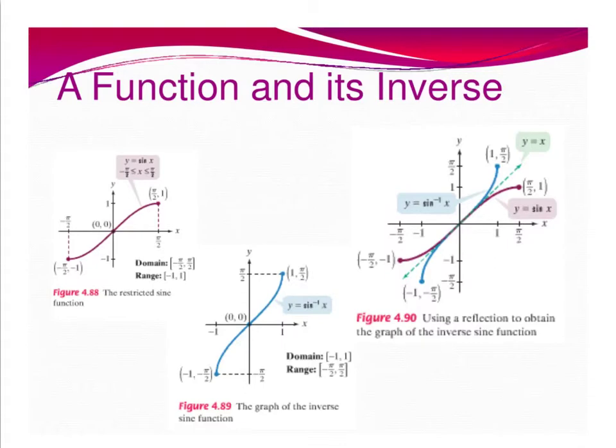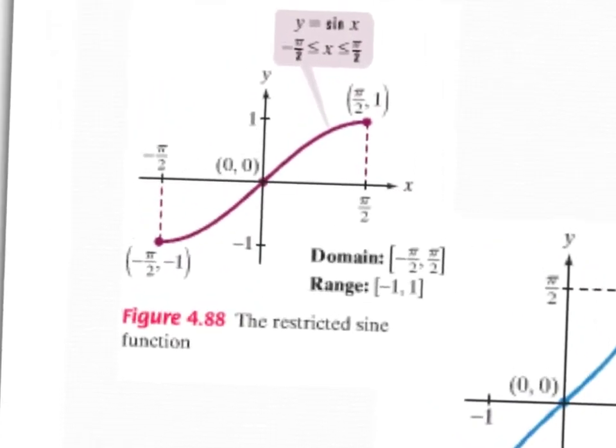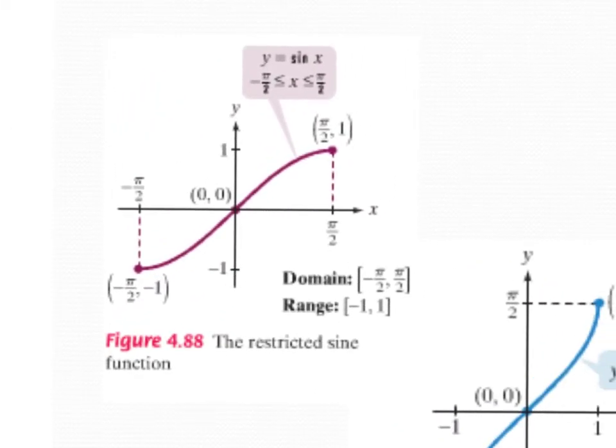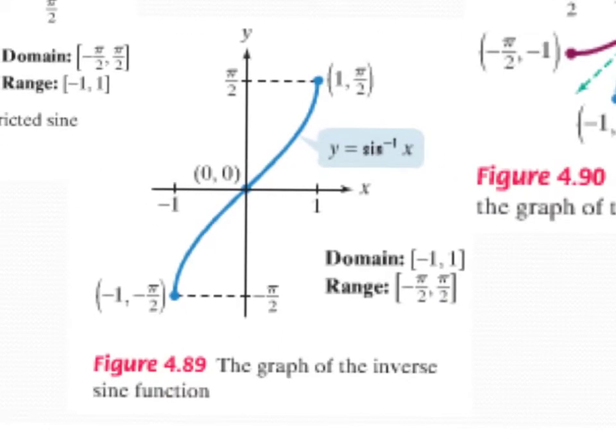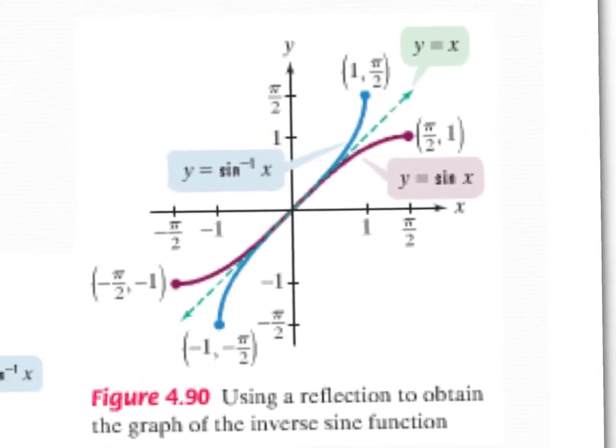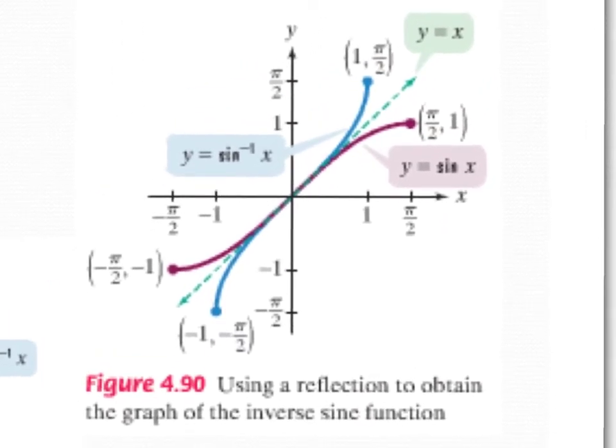Okay, here's a function and its inverse. Here is the restricted sine graph from negative pi over 2 to pi over 2. We can see that our range is from negative 1 to 1. Here is the inverse function where we took all the x's and all the y's and flipped them. So now our input is the point on the unit circle, and our output is the angle. And here are both of them graphed on the same coordinate plane. You can see that they're reflections over the line y equals x. Why? Because you took all the x's and the y's and you flipped them.